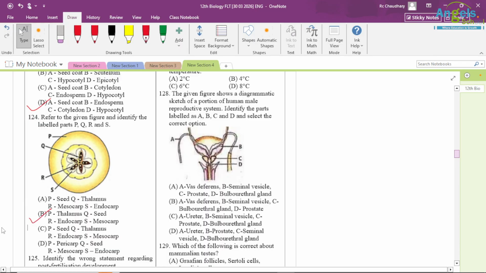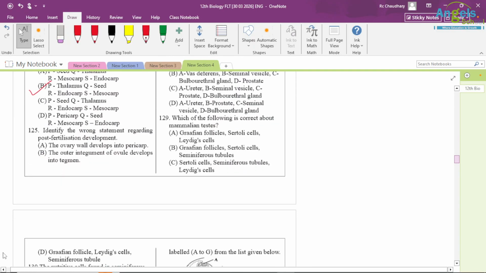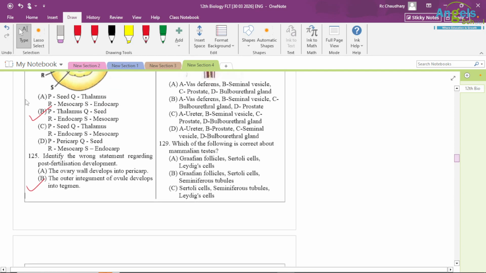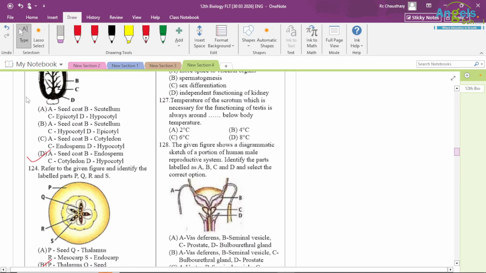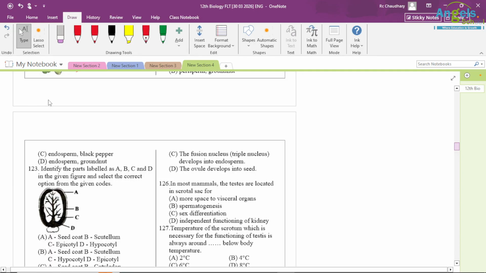Question number 125. Identify the wrong statement regarding post-fertilization development. Ovary wall develops into pericarp. Correct statement. Outer integument of ovule develops into testa. So it is not a post-fertilization event. Okay, so B is the incorrect statement regarding post-fertilization. Fusion of triple nucleus develops into endosperm. Correct option. The ovule develops into seed. Again correct option. Correct statement regarding post-fertilization development.